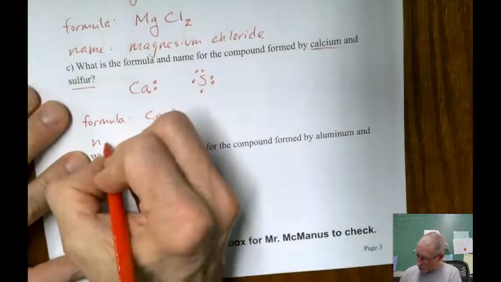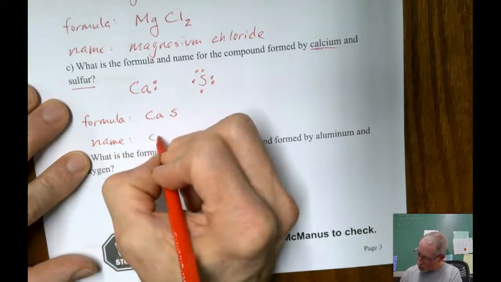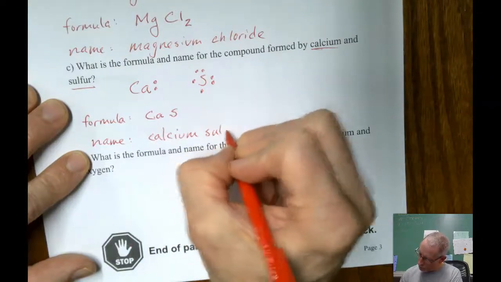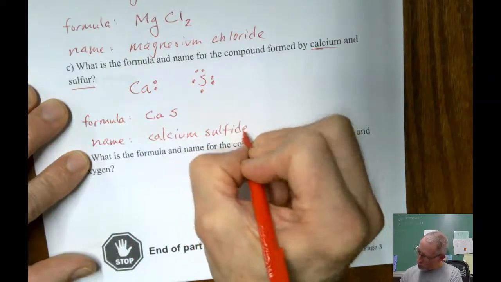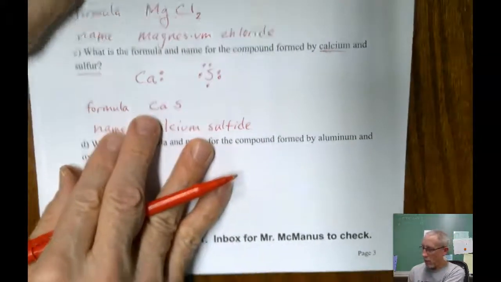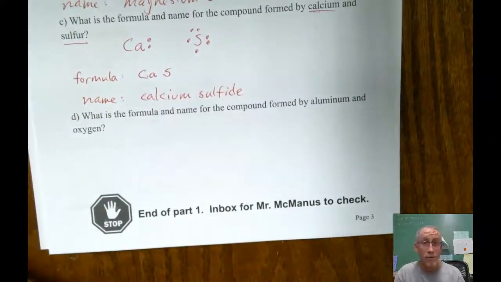And what is the name? The name is calcium sulfide. By the way, you will see sulfide written with a PH instead of an F. It doesn't matter to me, but our periodic table writes it with an F.